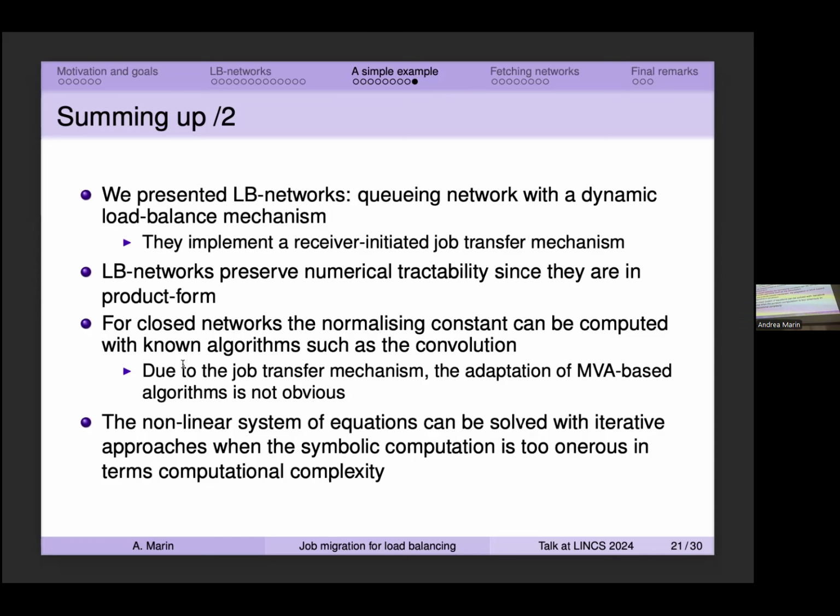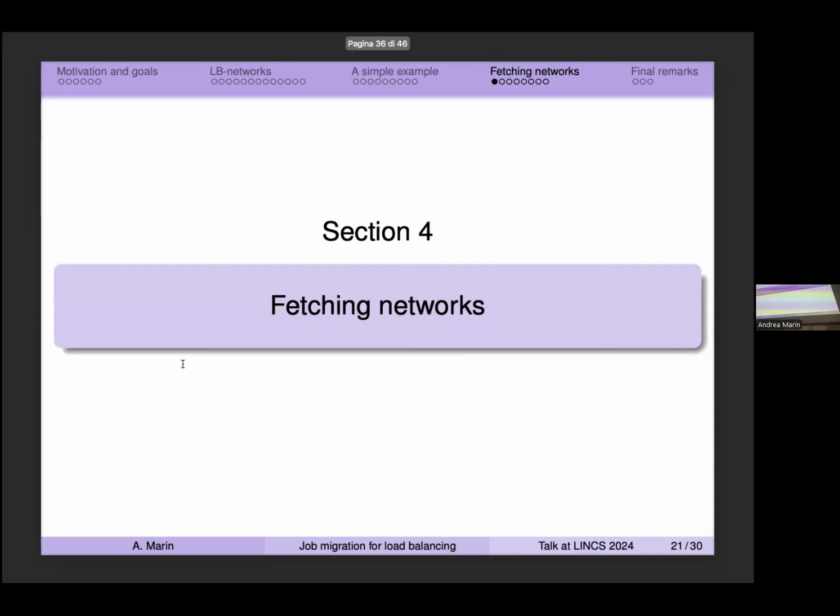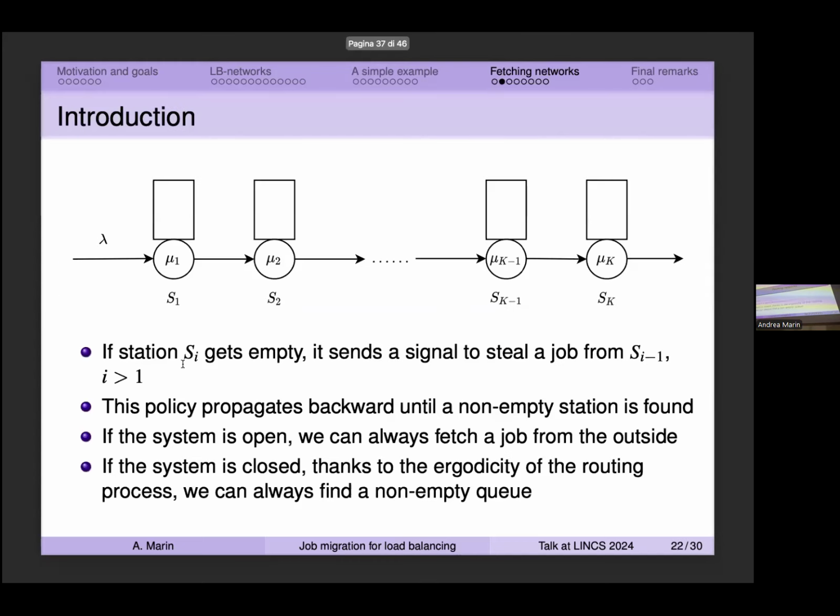And yes, the nonlinear system of equations may be tricky to solve, and so we developed these iterative schemes that are not so thrilling, but work pretty well to find the solution of the model. Okay, so let's see another mechanism. In the other mechanism, maybe we are a little bit closer to what you were proposing. So let's not leave the station idle.